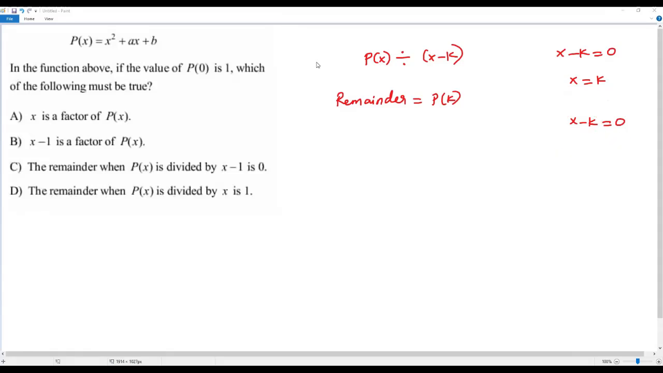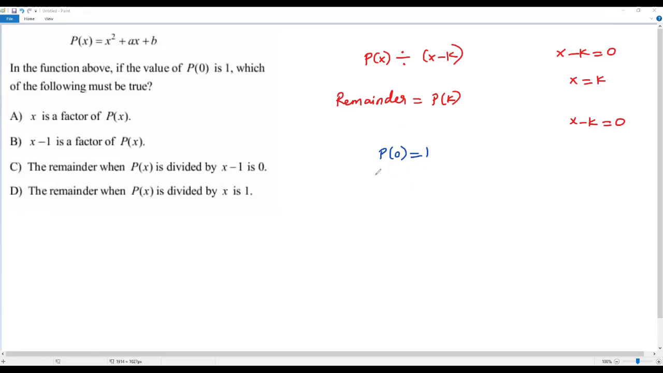Now let's go to the problem, particularly this piece of information. That is, p of 0 is 1. That is, in this polynomial function, they plugged in 0 for x over here. In that case, they got the value. That is, the value of p of 0 is 1. So p of 0 equals 1. Here we have discussed that p of k is a remainder. Instead of p of k, we have p of 0. That means this p of 0 represents a remainder, and this 1 is the remainder because p of 0 equals 1.